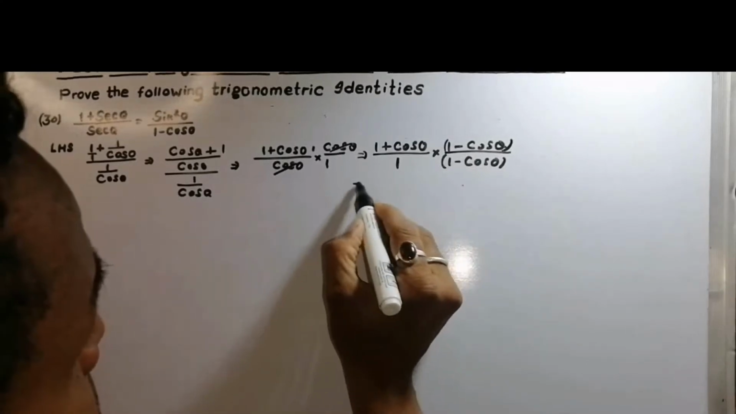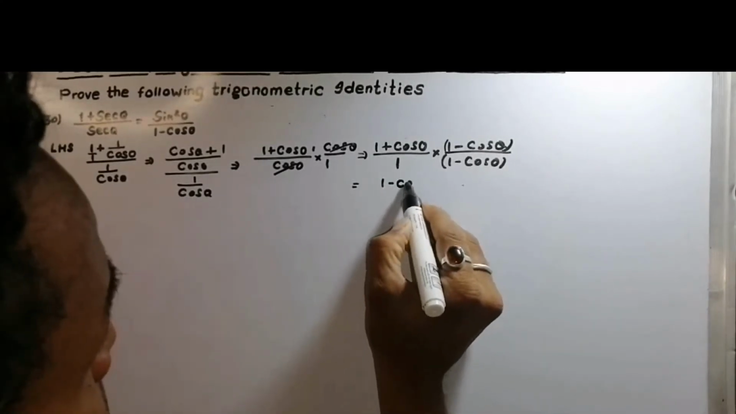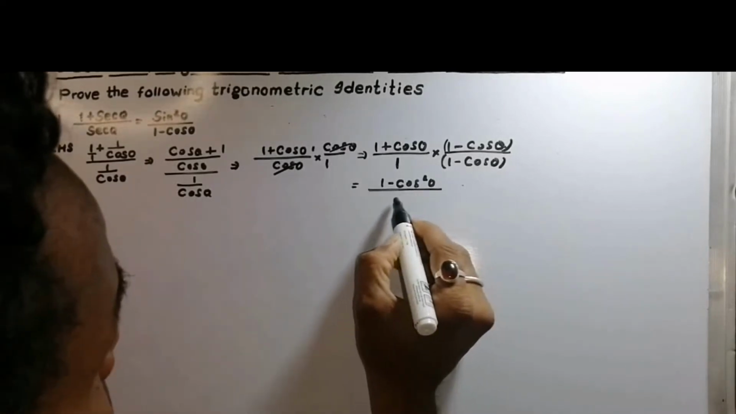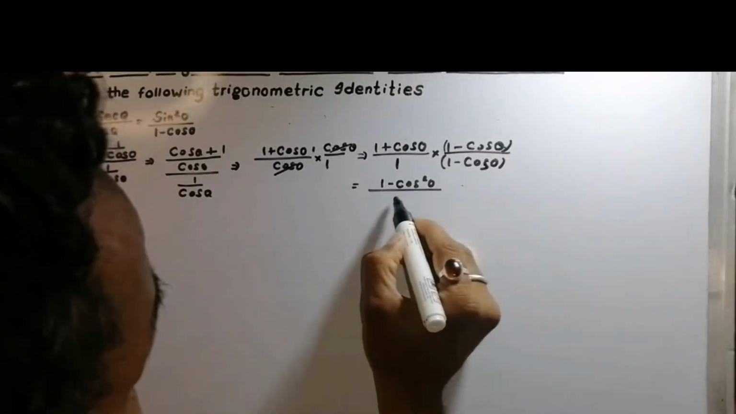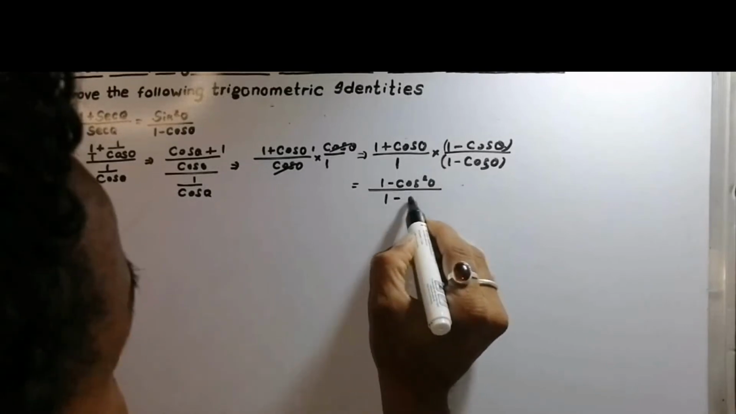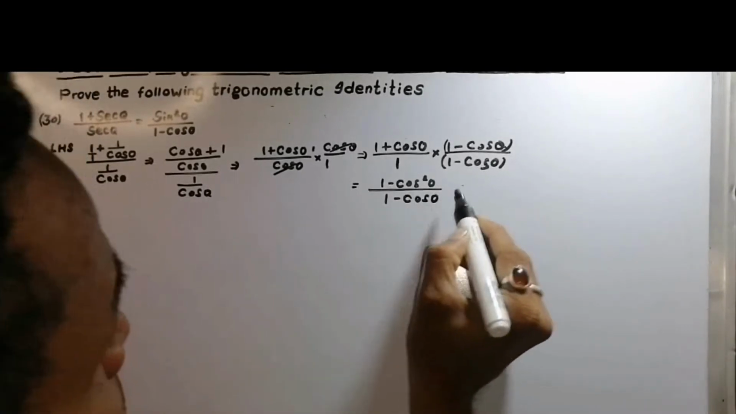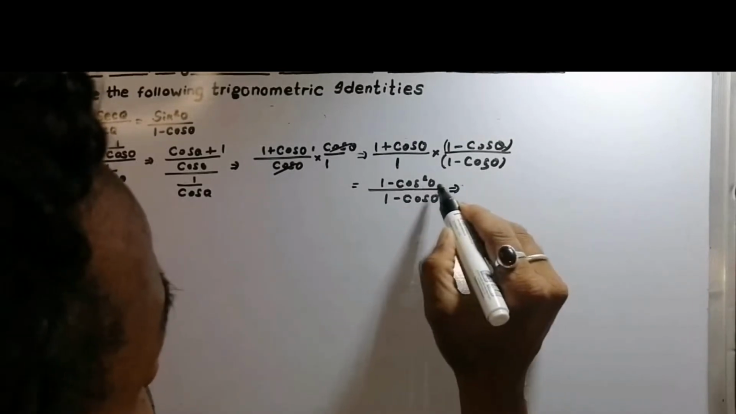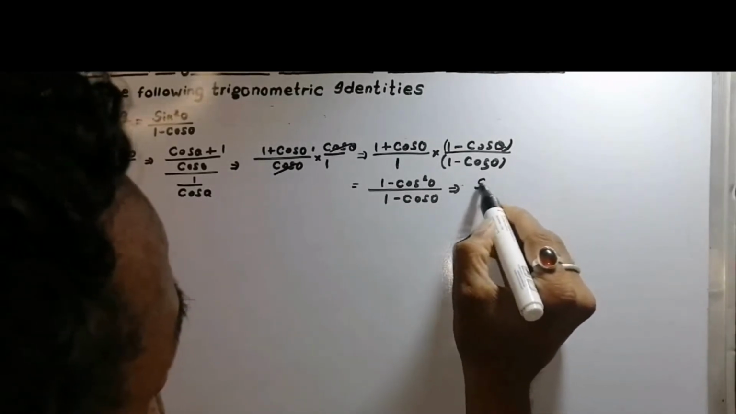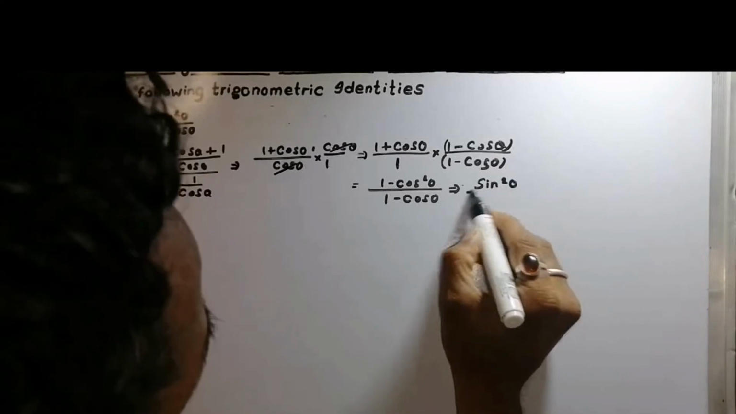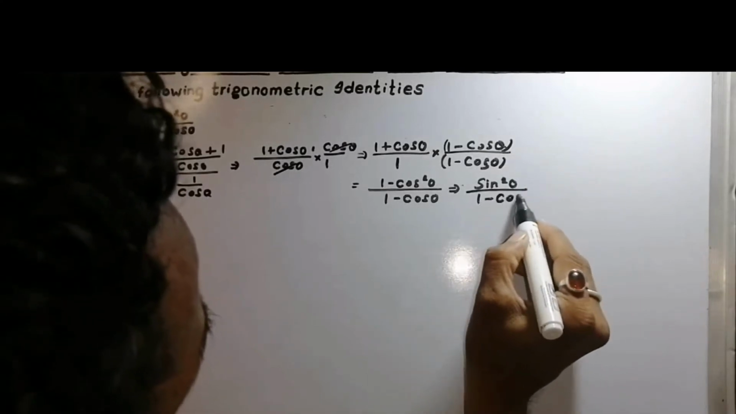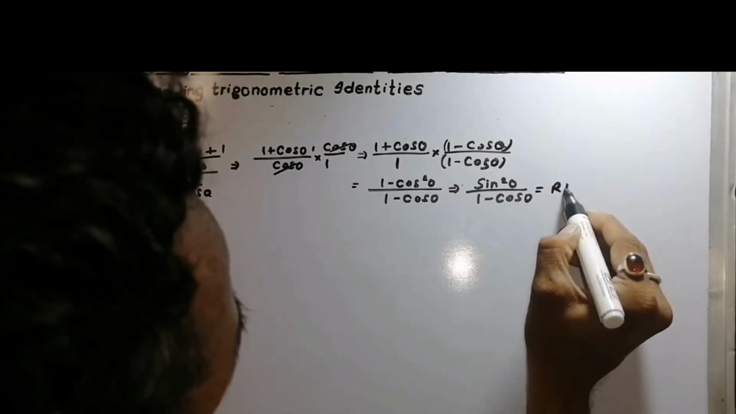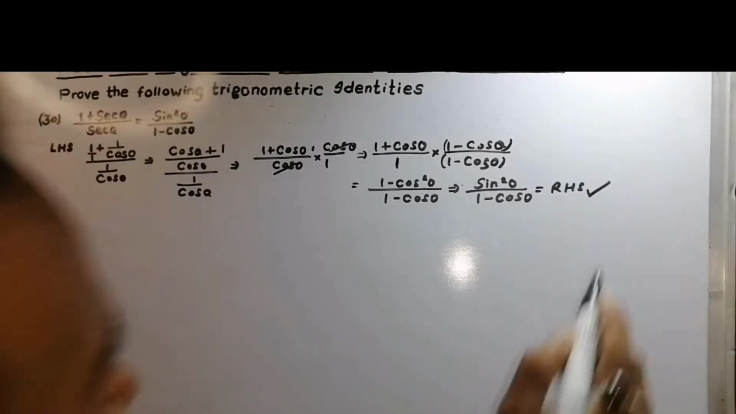So we get here 1 minus cos square theta, and here 1 minus cos theta. This becomes 1 minus cos square theta, meaning sin square theta, and this 1 minus cos theta, which is equal to the right hand side. So it is hence proved.